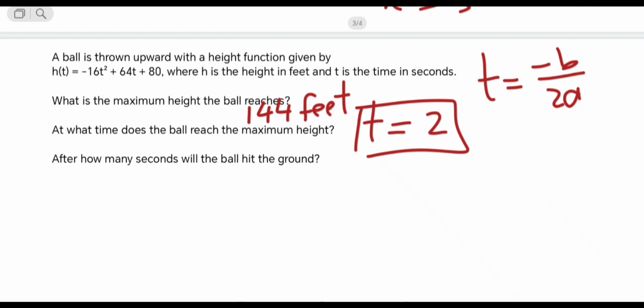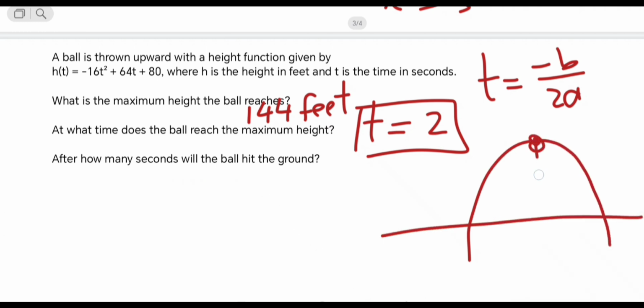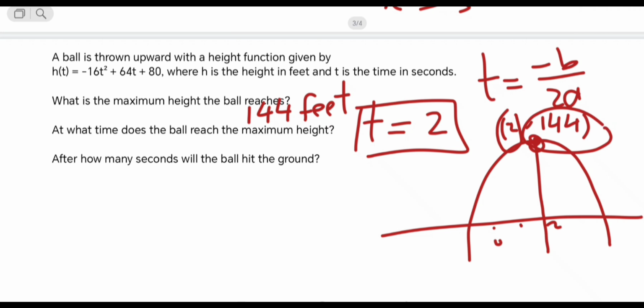Now they ask after how many seconds the ball will hit the ground back. This is the height the ball reaches at: this is 2, this is 1, this is 0. So at 2, 144, this is the vertex, the maximum point. This is the value of x, the value of t. At 2 seconds it reached the highest, and the height is 144. Now we will find after how many seconds the ball will hit the ground.